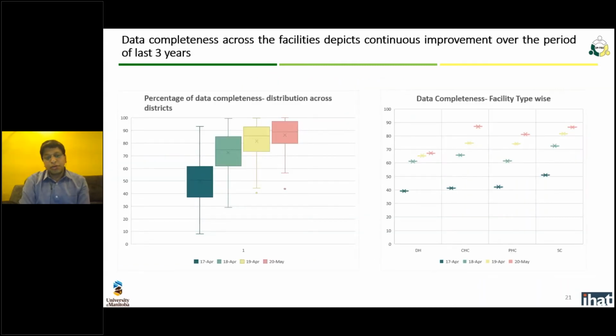This is about looking into data completeness, and again it has been a journey for us, wherein from April 17 to 20 by now, we are seeing that more and more facilities, as well as the overall data completeness, have been improving. And this has been not only at one level but across facilities. If we say CHC, PHC and subcenter, the DH, the district hospital, has been an issue for us as of now, but I think our concrete interventions and focus at the DH level are going to ensure that we have more complete data at the DH level.